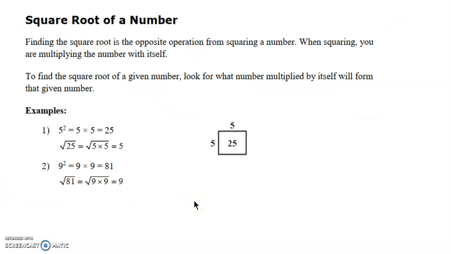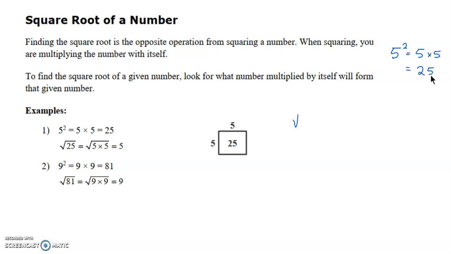So when we square a number, like 5, we are multiplying that number by itself. And the result is called a perfect square. In this case, the perfect square is 25. When we want to find the square root of a number, we are looking for the number that multiplies by itself to form that given number. If the number is not a decimal, then it's called a perfect square, and we can easily square root it.